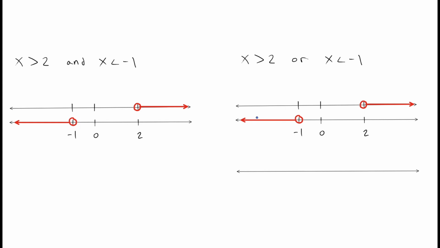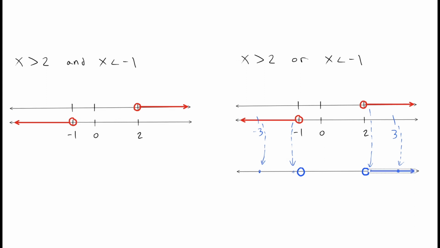So take -3, for example. -3 is not greater than 2, but it is less than -1, so it would be kept in the final solution set. The number 3 here is greater than 2, but it's not less than -1, but it would be kept because it's or. If we were doing or, we would be able to keep all of this stuff here. We couldn't keep 0, 0's not in either solution set. But when you write your final results for or, it would be a merging together of the two lines.